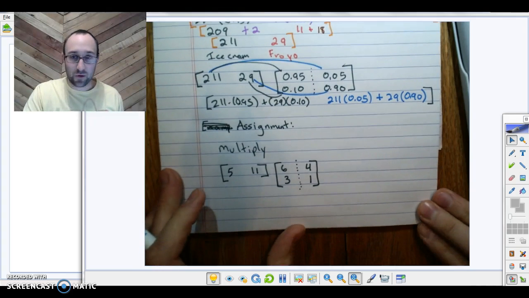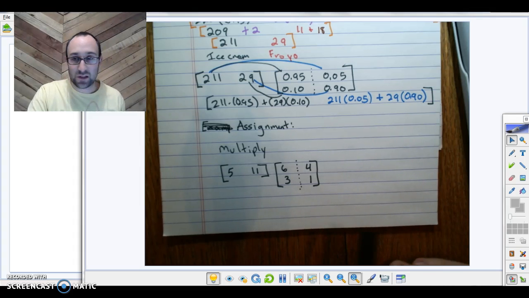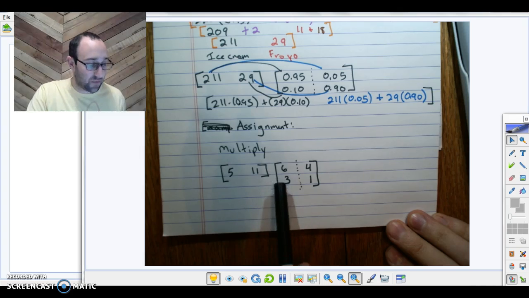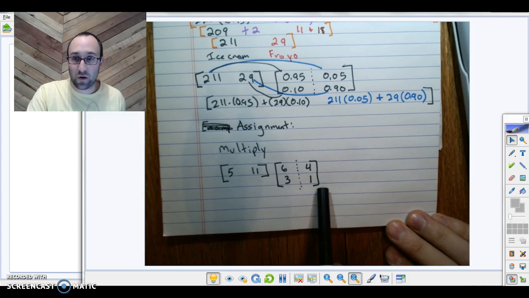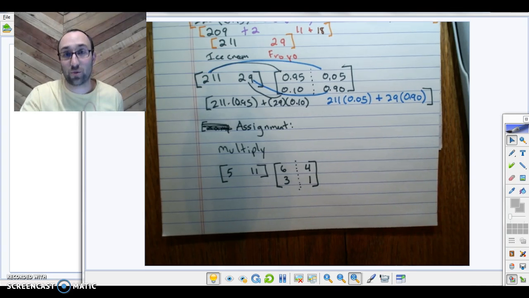We'll have the answer for you later, but here is your assignment. I would like you to multiply these two matrices to get an answer matrix. 5, 1, 1, and then this matrix 6, 4, 3, 1. I always read them right to left. I drew this in there just to remind you what you should do. Good luck.